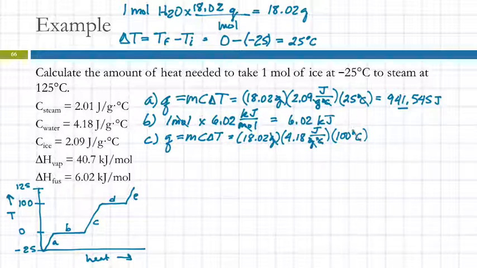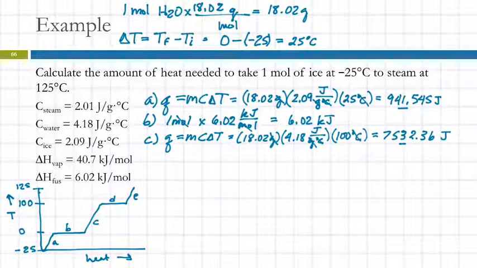So grams cancel, degrees Celsius cancels. 18.02 times 4.18 times 100. 7,532.36. Again, this would have 3 sig figs because of the specific heat capacity. What's the unit on this one? Joules. The units are important here because the heat of fusion came out in kilojoules, and these are coming out in joules, and we need to be aware of that when we add them.